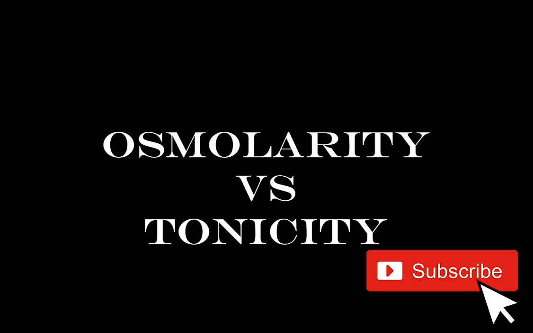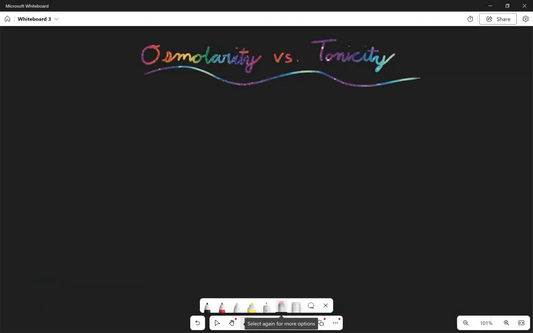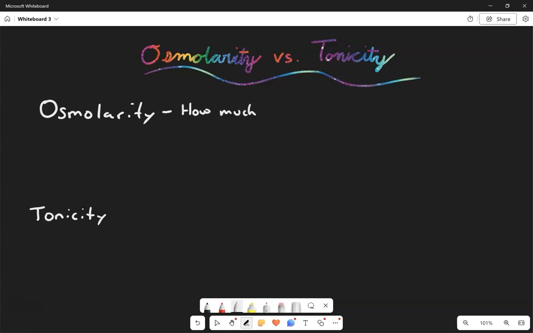In the previous videos, we talked about osmosis, the movement of water, and tonicity, what happens to a cell when water moves. And two main terms surface when we talk about these two things. The first is something we call osmolarity, and the second is tonicity. Okay? So osmolarity is how much stuff is in a solution compared to another solution. So we're just going to put how much stuff.